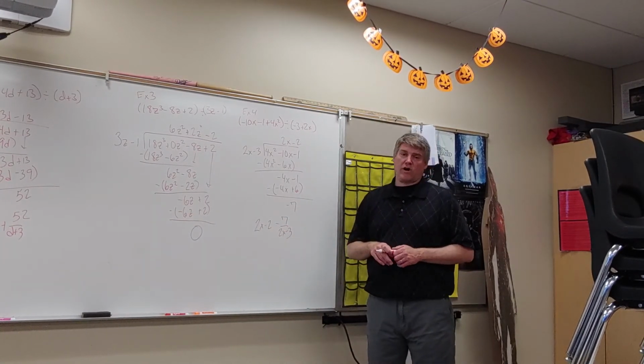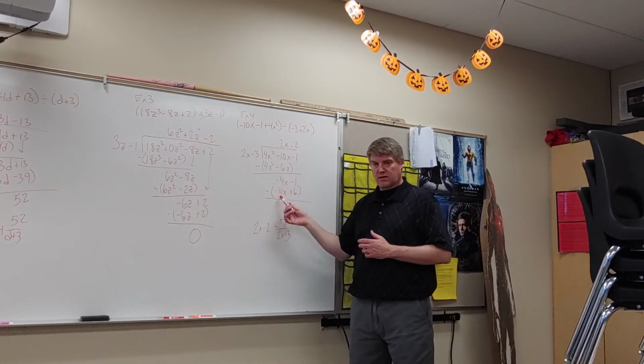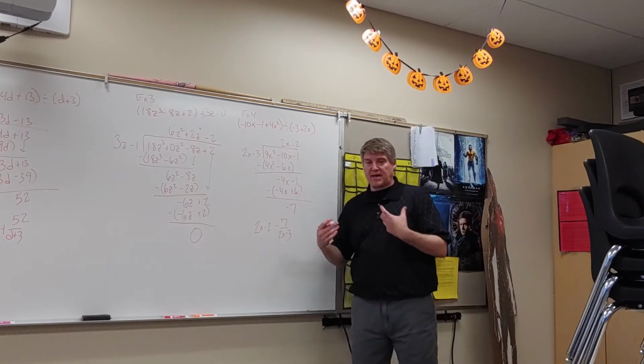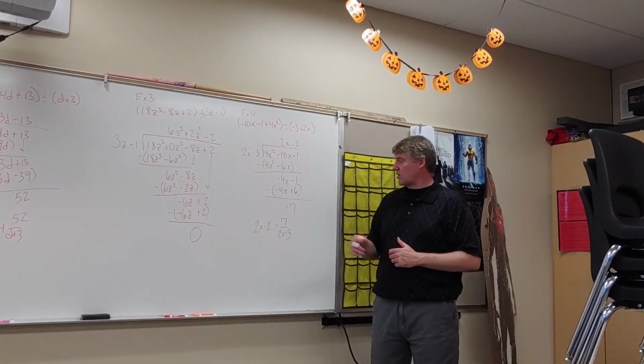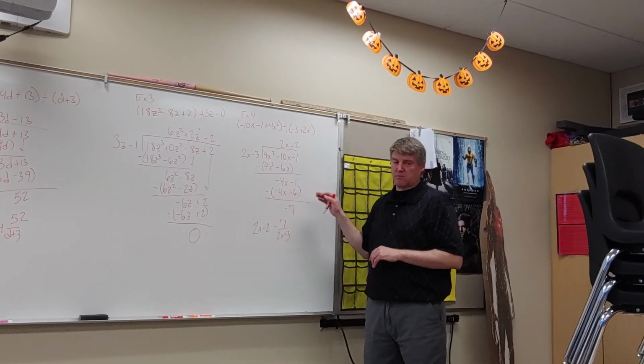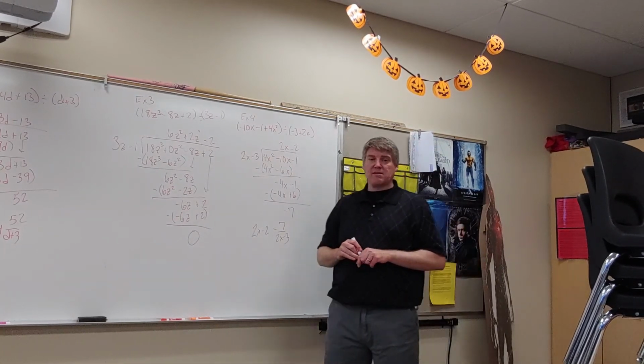Be careful, where I see the most mistakes is they subtract the first one and then forget to subtract the second item here. That's where most mistakes occur. That's why I put parentheses around this to remind myself to subtract both of them, not just that first piece. So that's dividing polynomials.